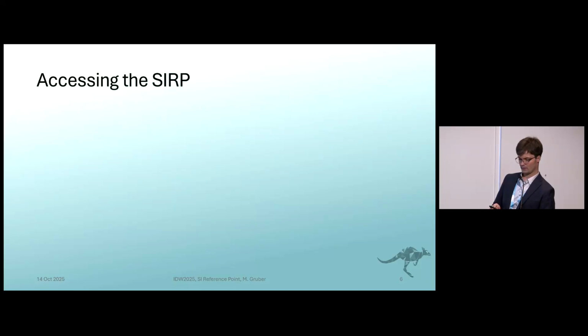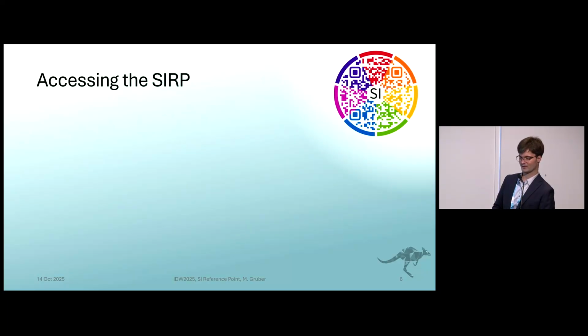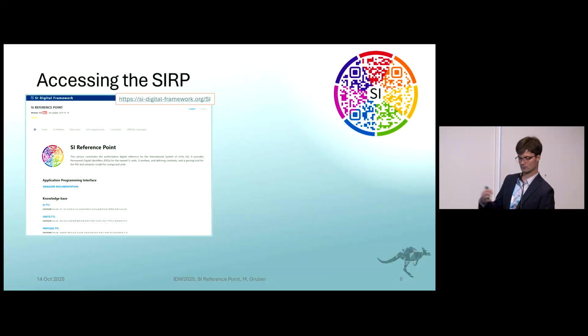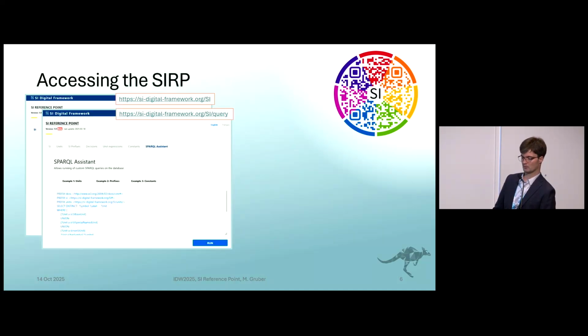So you might ask, okay, how can I access that? We have multiple ways to access the current state of this SI reference point. We have a cool looking QR code that brings you to an overview page. There you have the possibility to get some basic information. You can also download the Turtle files that make it up. And you have the possibility to open a query tab. This is just a SPARQL endpoint where you can query the knowledge graph of this development. You also have the possibility to do REST API calls to the same address. You just need to use different HTTP headers.